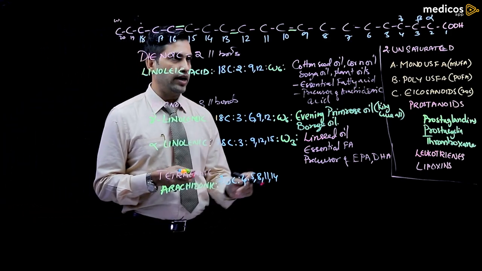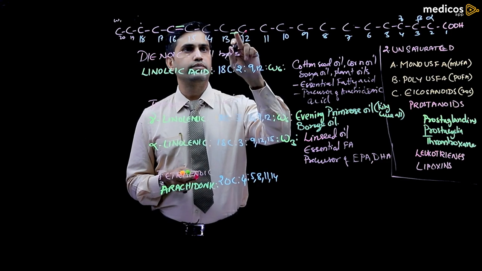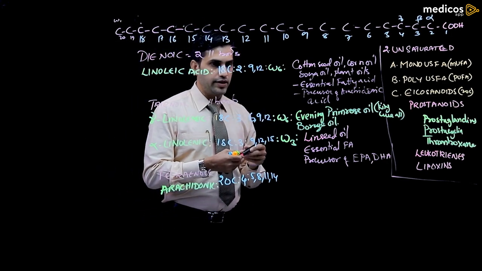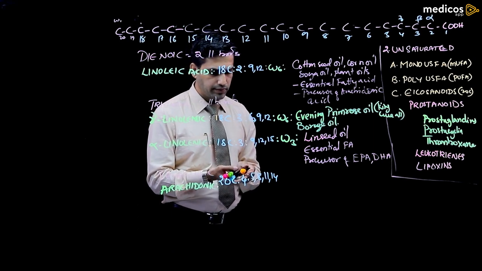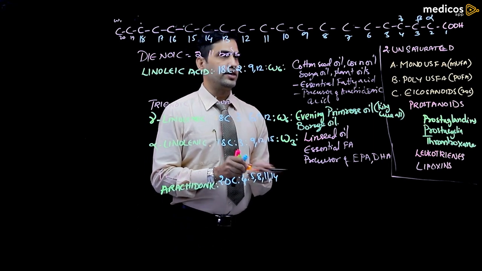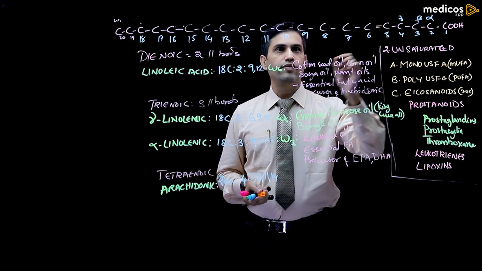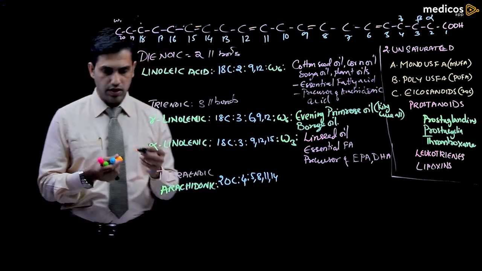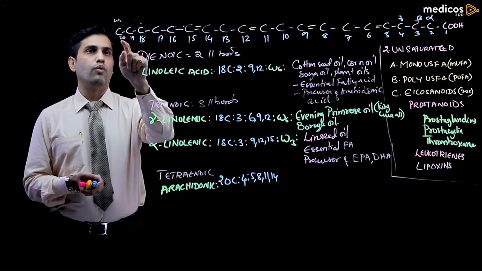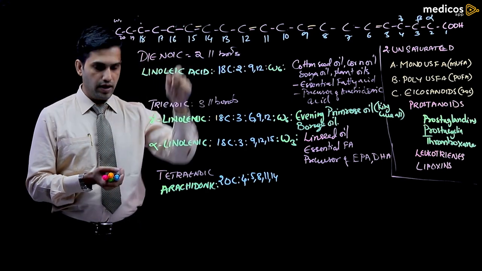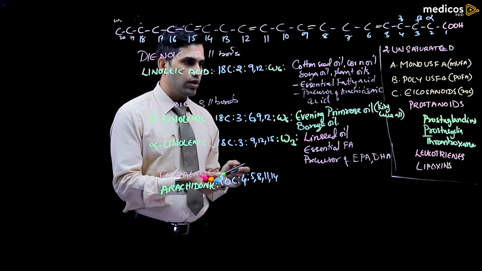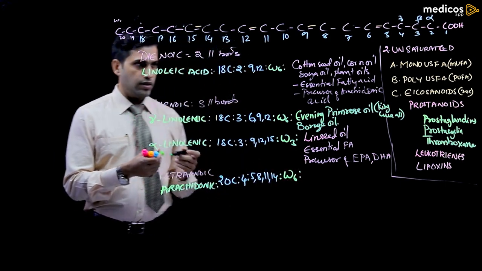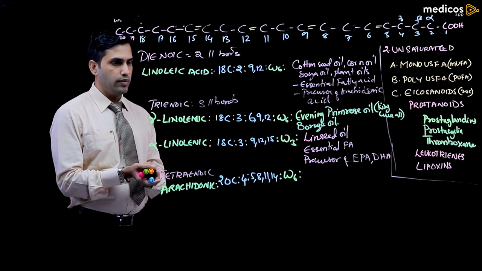Where are the double bonds present? The double bonds are present at positions 5, 8, 11 and 14. So what will be the omega family? 1, 2, 3, 4, 5 and 6. So it belongs to the omega 6 family.